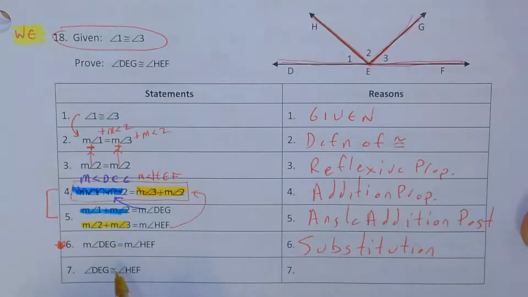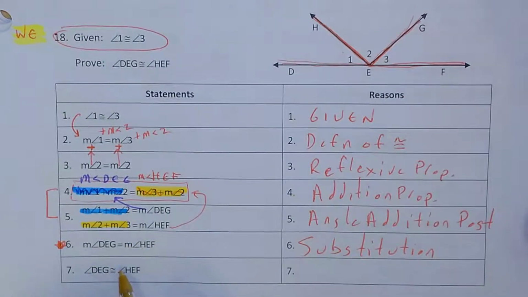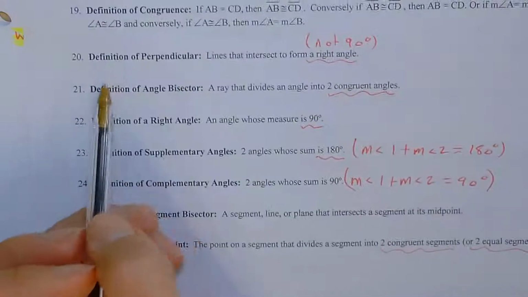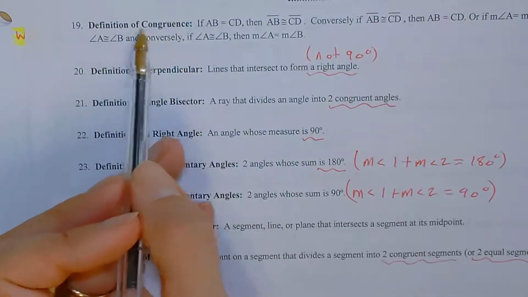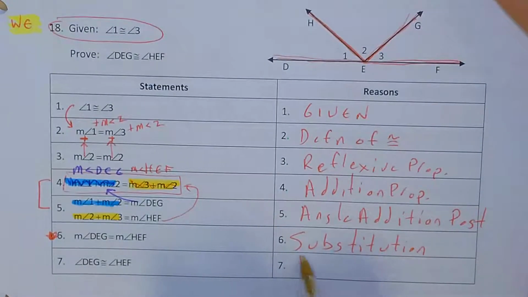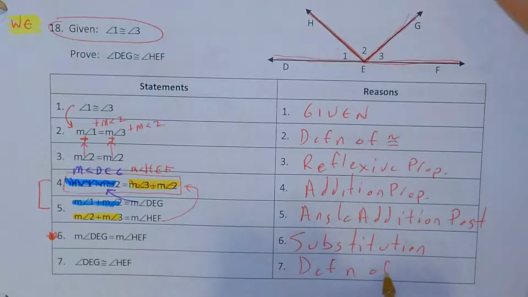Okay, from equals back to congruent, we know that by now. I'll show it to you. It's right here. It's the definition of congruence, when you're allowed to change backwards from equals to congruent. So definition of congruence.